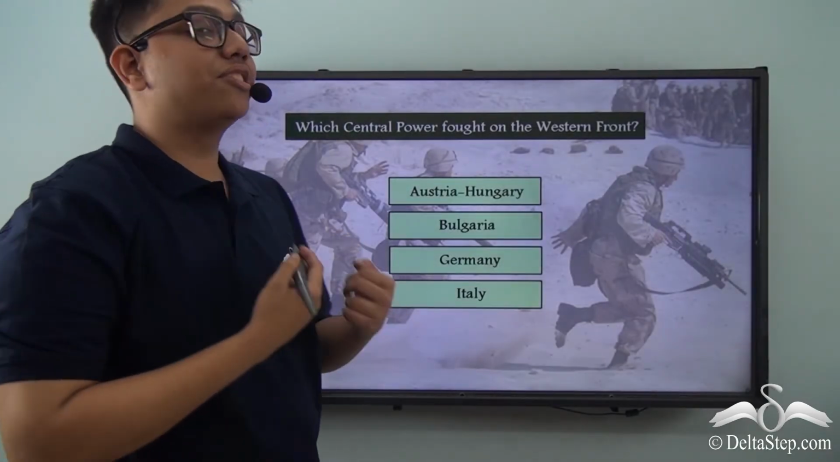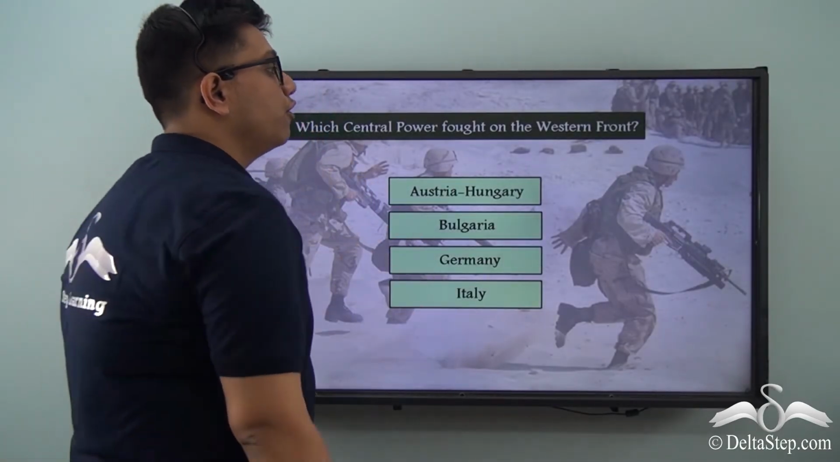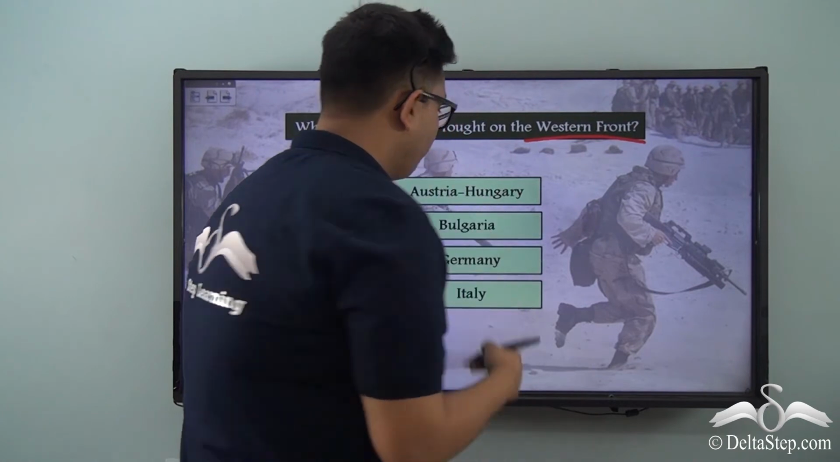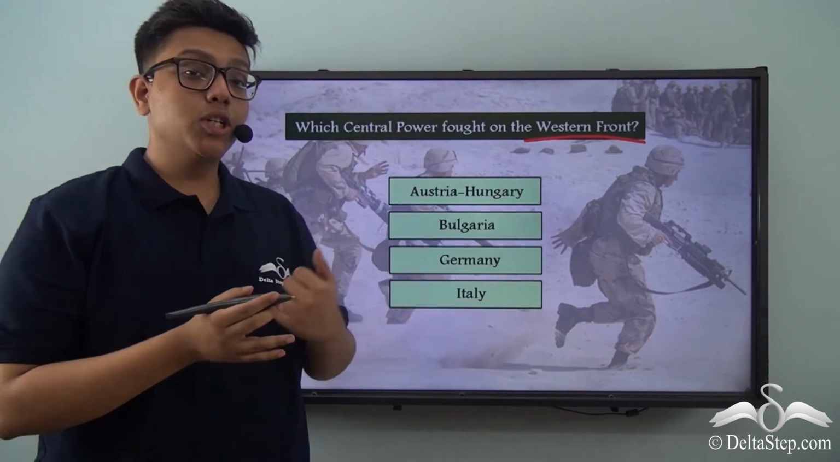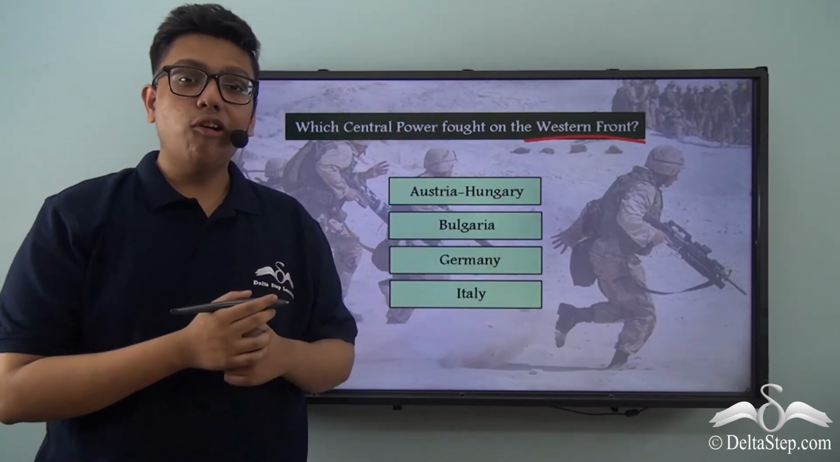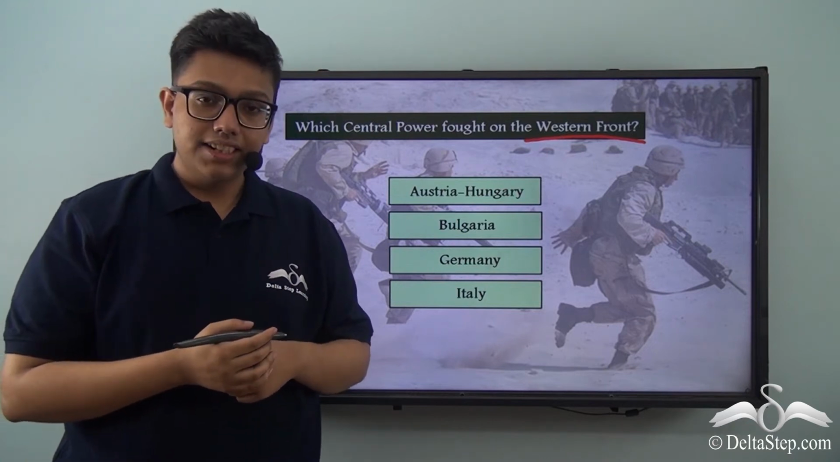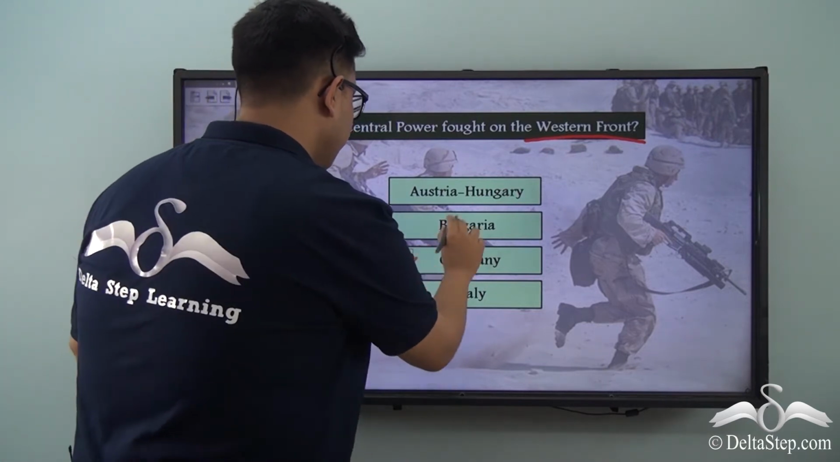Now, can you answer this question? Which central power fought on the Western Front? Was it Austria-Hungary? Was it Bulgaria? Was it Germany? Or was it Italy? The correct answer is Germany.